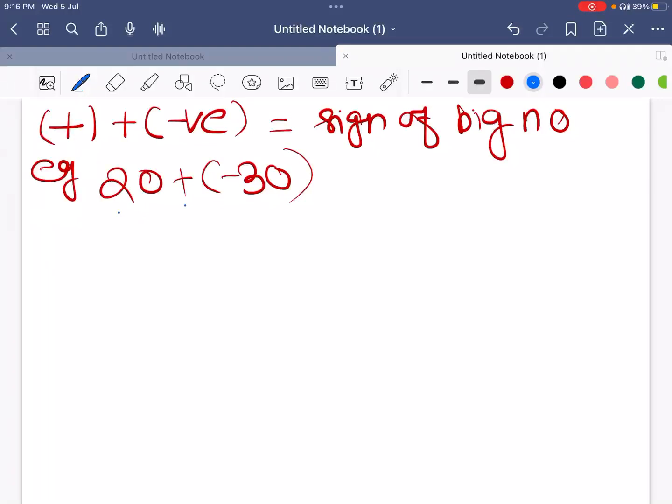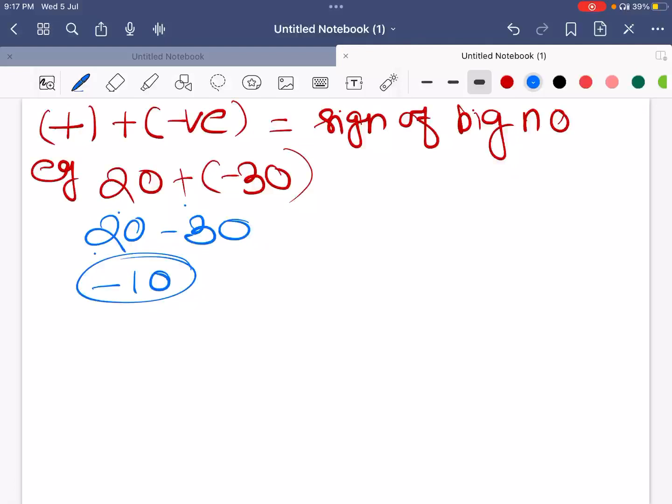So here we have sign inversion, we have to invert the sign. Hence, 20 plus, if you enter the plus into the bracket, it should be like a minus 30. Clear? Or simply take a subtraction and put the sign of the bigger number. So therefore 20 minus 30 is around minus 10. So your answer is minus 10.